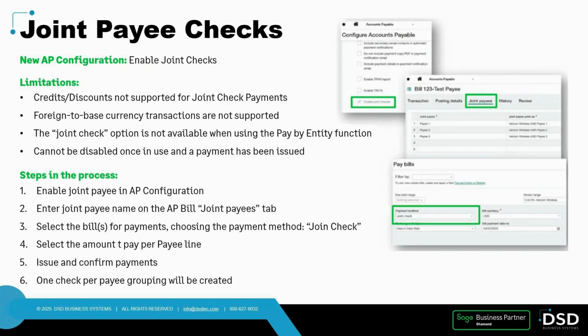And then down below we have our steps on how we can do that. First thing you need to do is go to your AP configuration and enable joint payee. It'll be a little checkbox in the configuration setting. You would enter the name, on the AP bill, it just says joint payees on that tab. You'll select that bill for payment, choosing that payment as a joint check. And then you'll select that payment for the payee line. You would issue it and confirm that payment, just like you normally do when you print out checks. And then one check per payee grouping will be created.